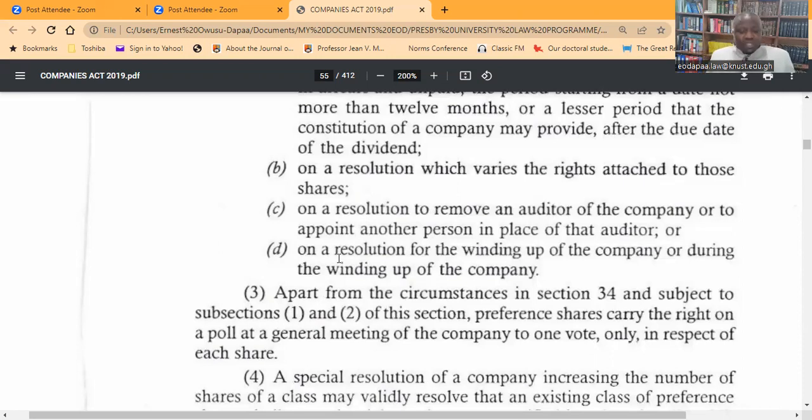And for that matter, if we look at subsection 3, that is 52.3, it says, quote, "Apart from the circumstances in section 34, and subject to subsections 1 and 2 of this section, preference shares carry the right on a poll at a general meeting of the company to one vote only in respect of each share." So let us keep that in mind.